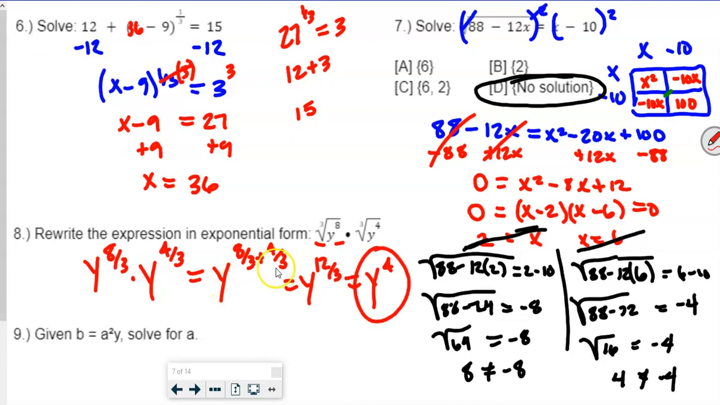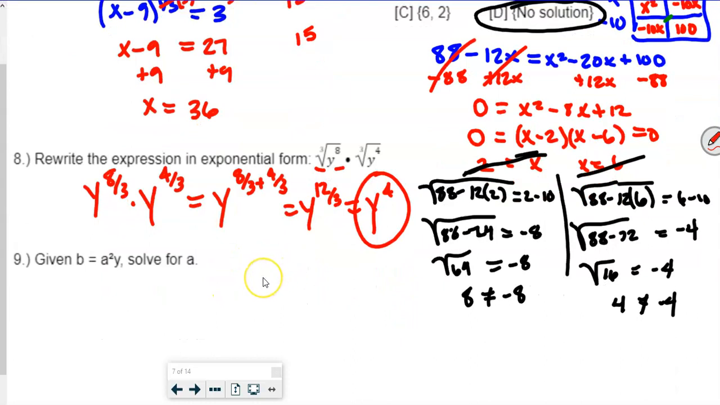All right, so the last one says, given that b is equal to a squared times y, solve for a. So when we do a problem like this, I'm going to rewrite it. B is equal to a squared times y. What's the opposite of multiplication? Division. So that's what we're going to do first. Divide by the y, because we got to get a by itself, right?